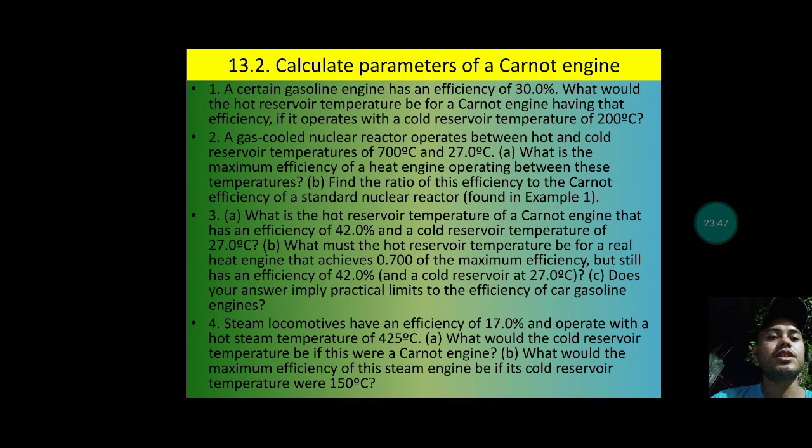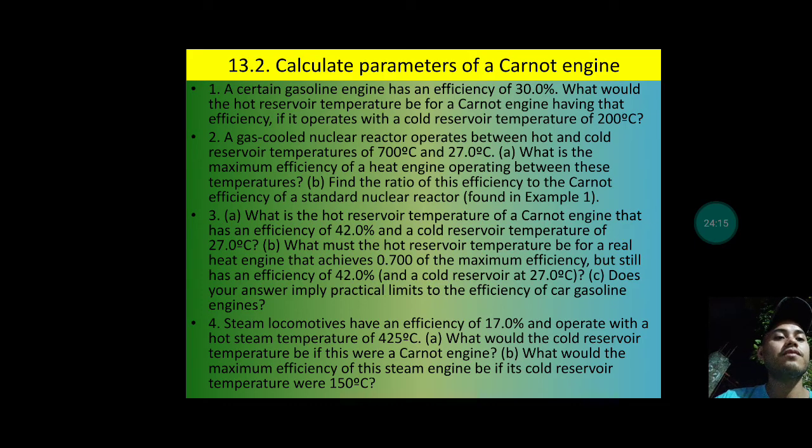So that's for efficiency. For number 1, for example, a certain gasoline engine has an efficiency of 30%. What would the hot reservoir temperature be for a Carnot engine having that efficiency if it operates with a cold reservoir temperature of 200 degrees Celsius? First, convert 200 degrees Celsius to Kelvin. So 200 plus 273, that is 473 Kelvin.